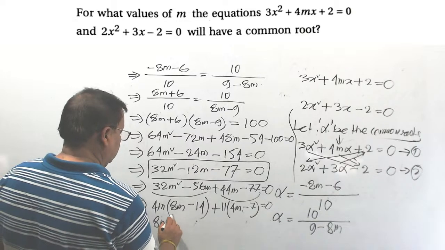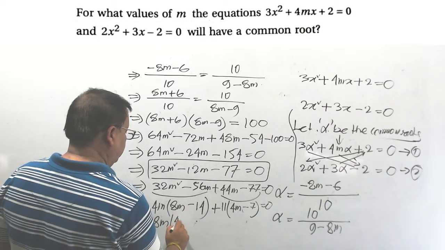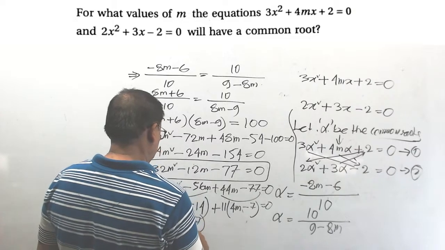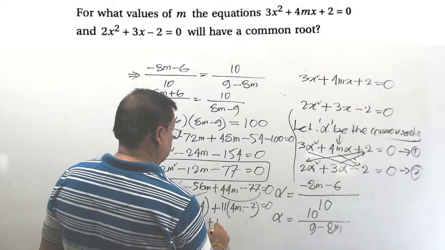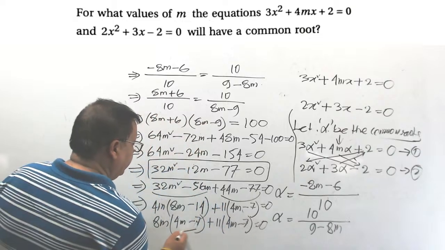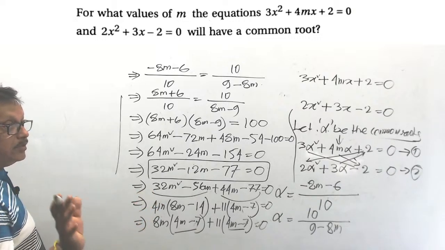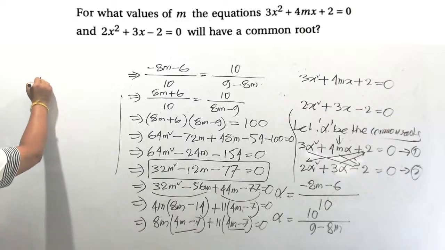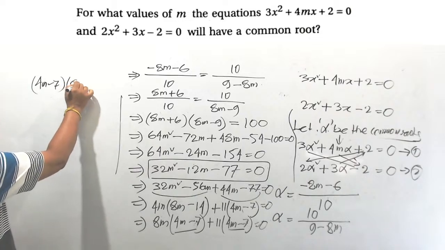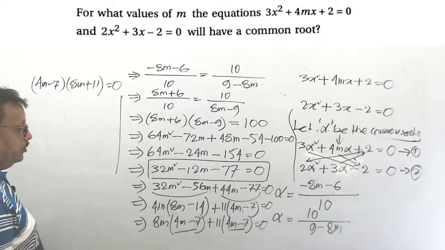Again, you have to go. That is what? Take 2 common more. 4m minus 7, plus 11 into 4m minus 7 is equal to 0. 4m minus 7, 4m minus 7. Since the values are bigger, you have to do it carefully. 4m minus 7 common, that means 8m minus 11 plus 11 equals 0. Understood?